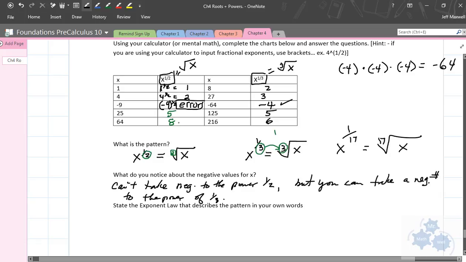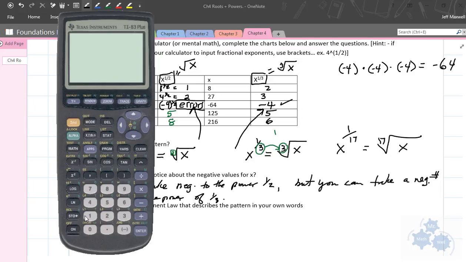That's something you would have known. We've got error right here, and we've got an actual number right here. If you don't believe me, let's take a peek. So, let's turn the calculator on. Okay, there's 4 to the power of 1/2 that I did earlier.